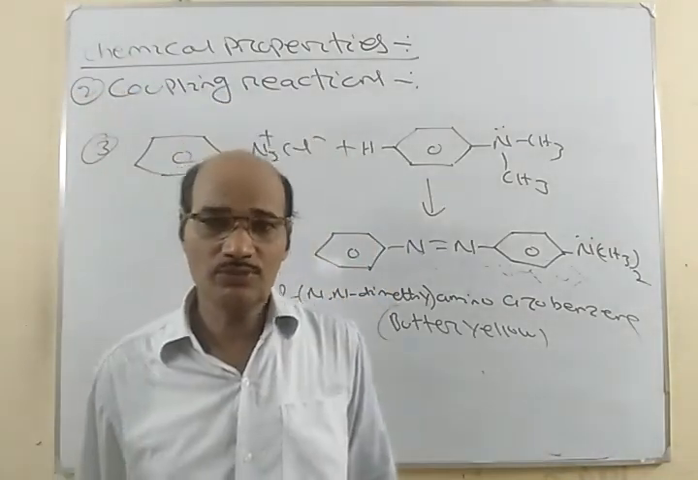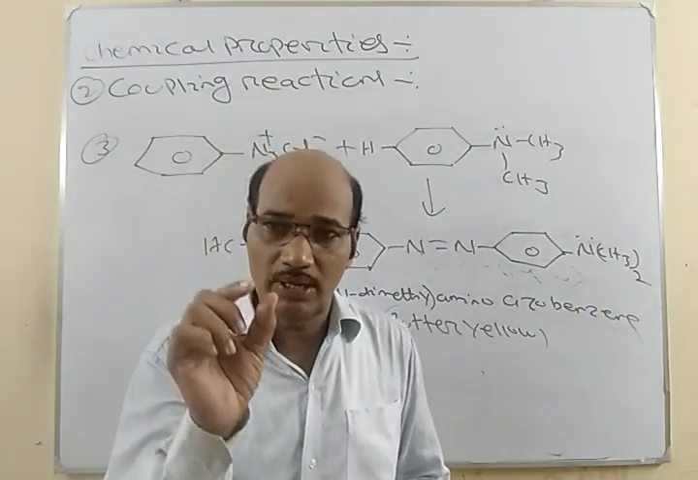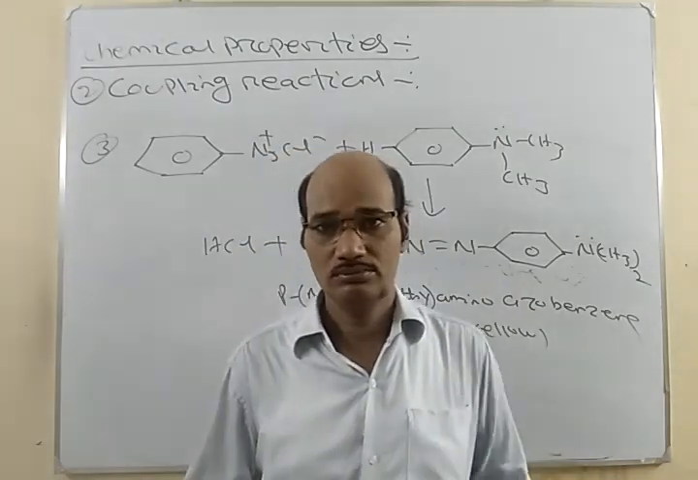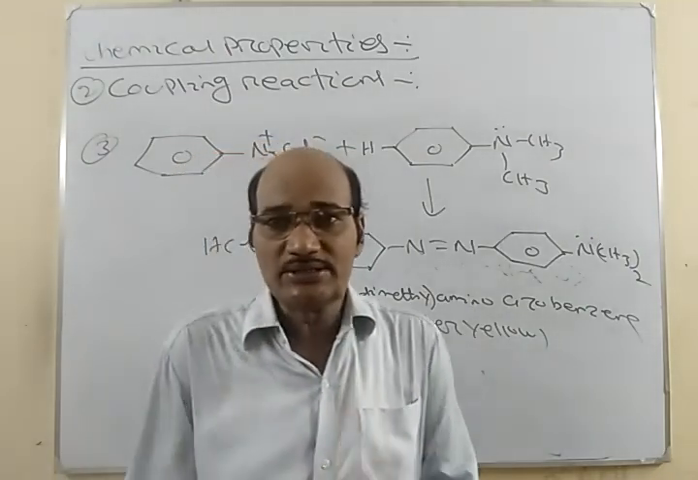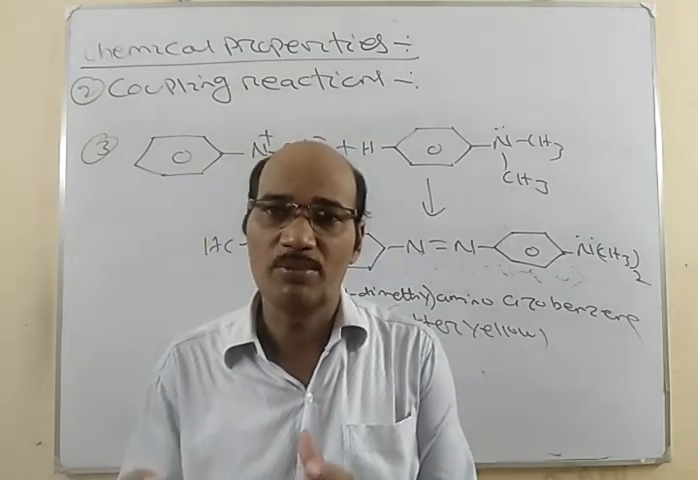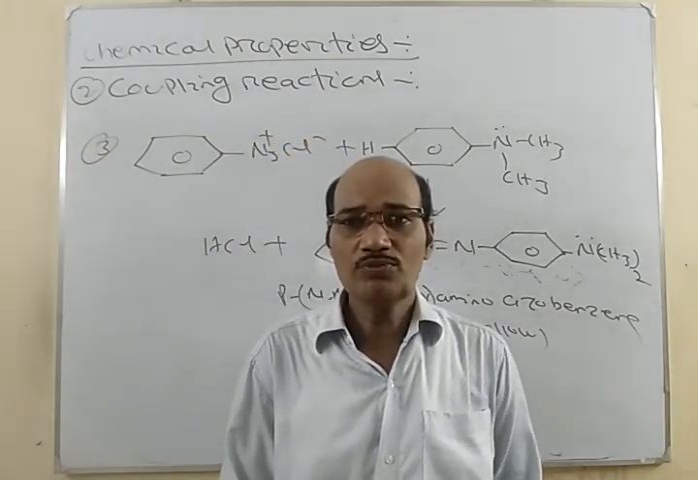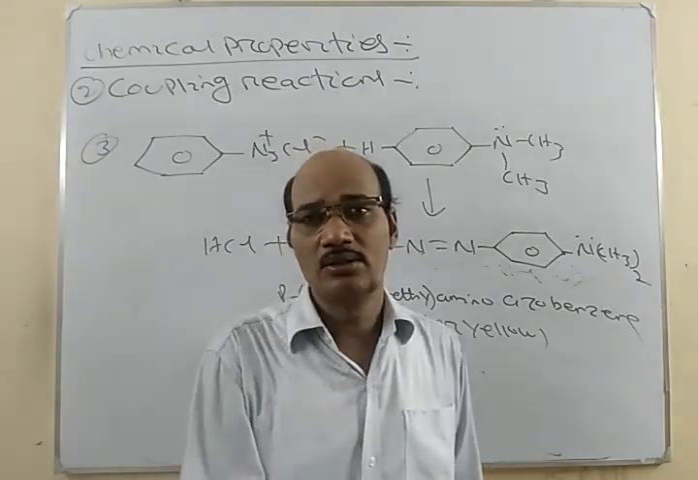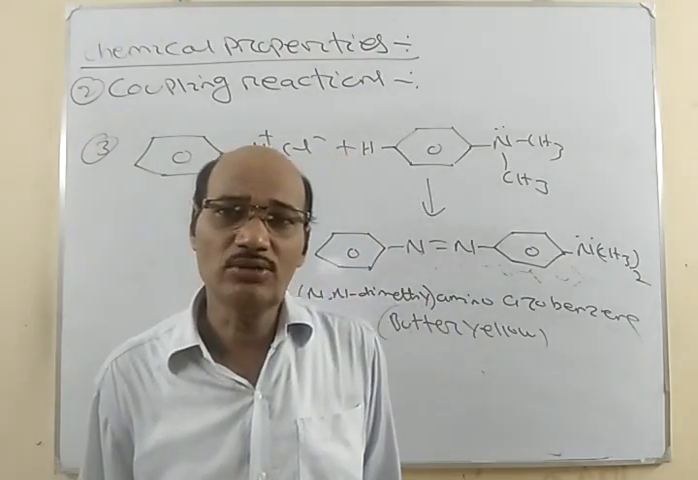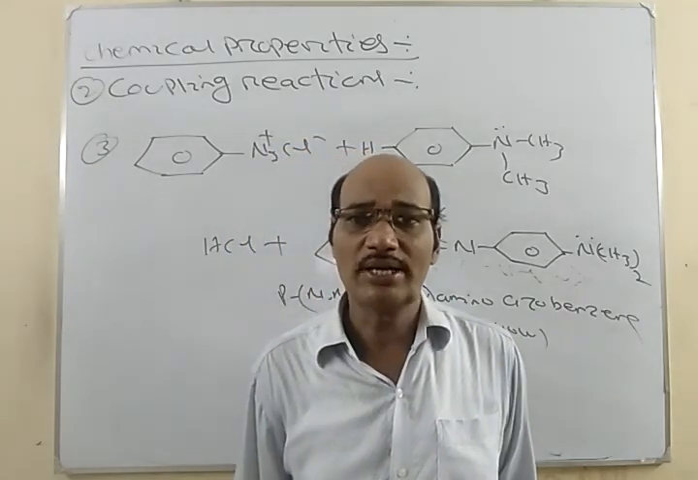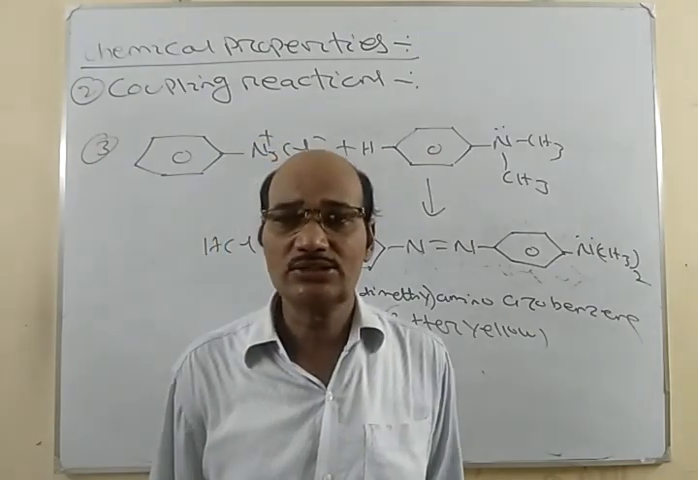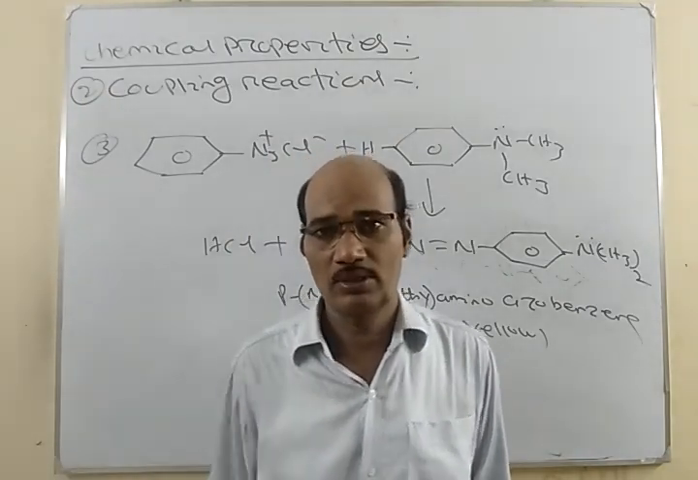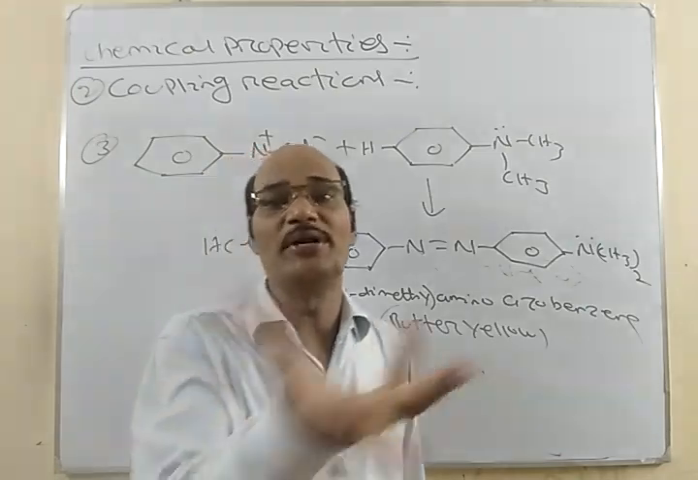The important thing is that when you treat aniline with benzene diazonium chloride, we get para amino azobenzene, a yellow dye. This indicates the presence of a primary aromatic amine. When a primary aromatic amine like aniline is treated with benzene diazonium chloride, we get the yellow dye. This is called the azo dye test, which can be used to detect the presence of an aromatic amine group. This azo dye test is not given by aliphatic amines.